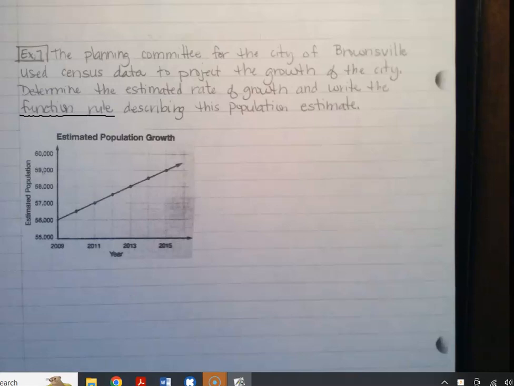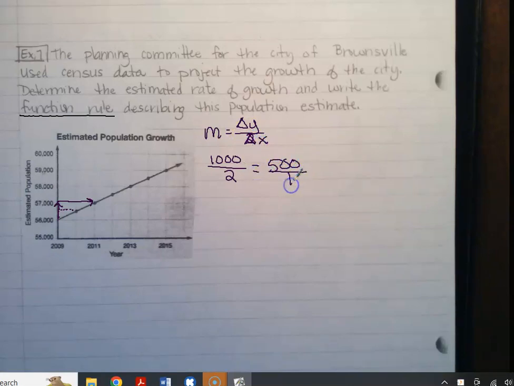Not 500,000, just 500? Okay, so what you said, you were kind of there. We're going up. Oh, I see where I messed up. So we are going up 1,000, and then we're going over 2 years. So remember, slope is also the change in y, which was 1,000, over the change in x, which was 2 years. So 1,000 divided by 2 is 500 over 1. Awesome. I see what I did. Good. So our slope is 500.